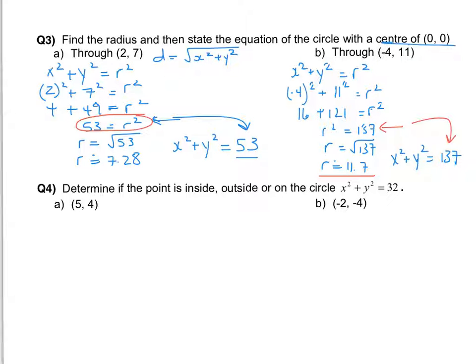Now, question number 4 says determine if the point is inside, outside, or on the circle, x squared plus y squared equals 32. All right, so you have to think about what you're going to do here. This is a problem-solving question, and I hope that you think about it first before you actually jump into the answer here, because this will give you a chance to try your thinking skills and then be able to get some support with where you're going.